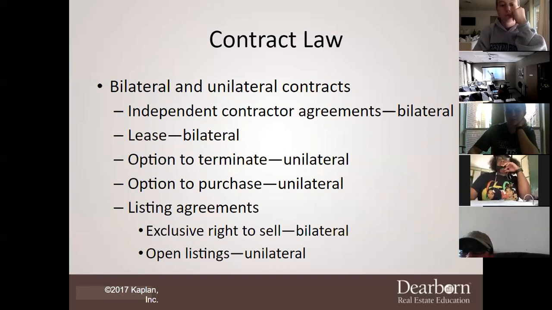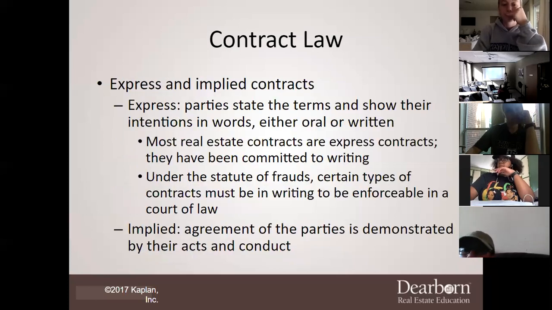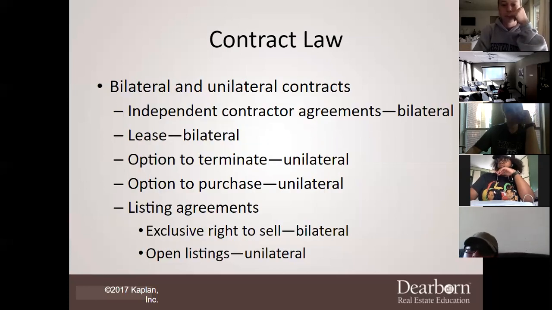It's two. Uni, it's like Uno. You ever played Uno? Like one of those, or a bicycle. Okay, so a bilateral contract is going to be between two parties, and a unilateral contract is going to be between one party.